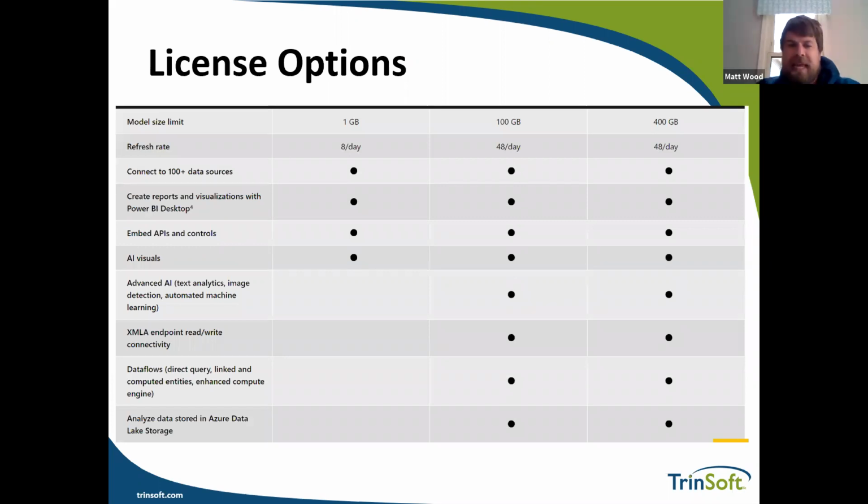All right, so again, same columns here. The one on the left, that's your Pro, and then the ones to the right are the Premiums. So a couple things to point out here. On the model size, on the Pro version, my model size can go up to a gig. If I go up to the Premium, that allows me to go to 100.